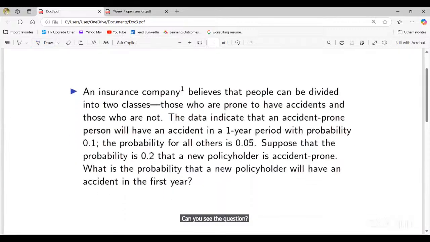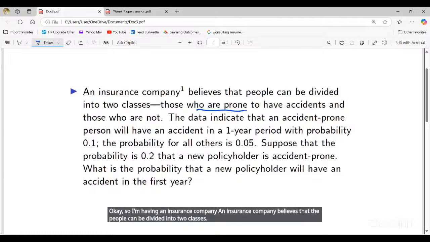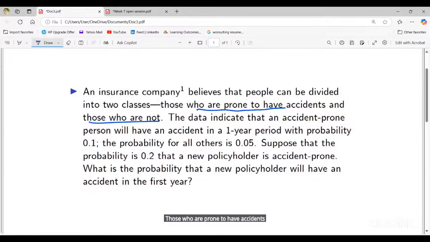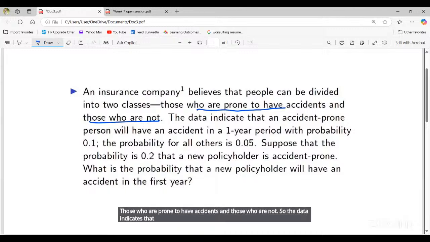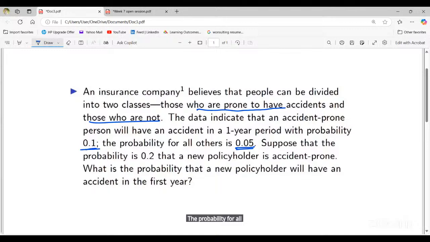Okay. So an insurance company believes that people can be divided into two classes: those who are prone to have accidents and those who are not. The data indicates that an accident-prone person will have an accident in a 1 year period with probability 0.1. The probability for all others is 0.05.